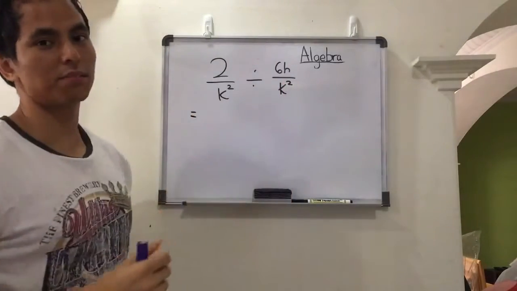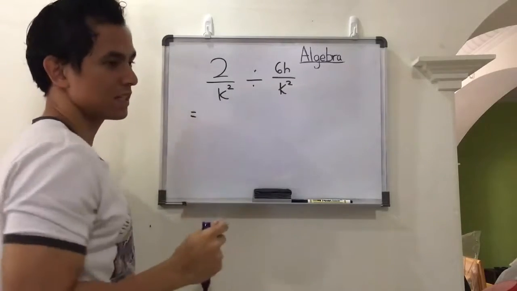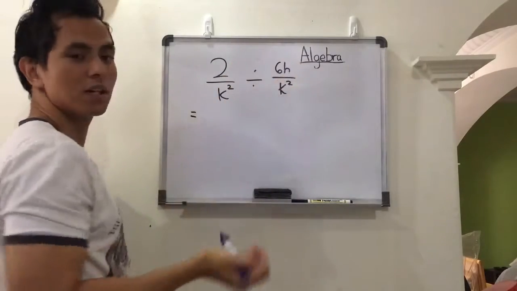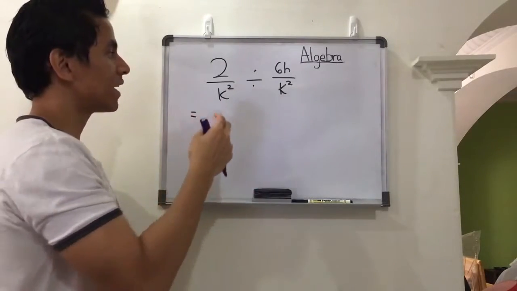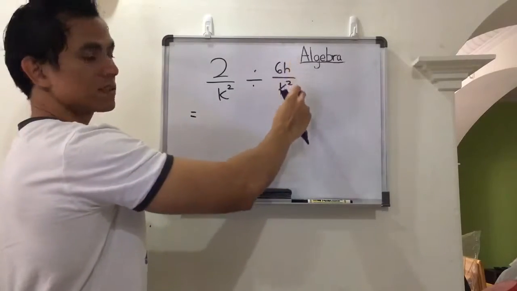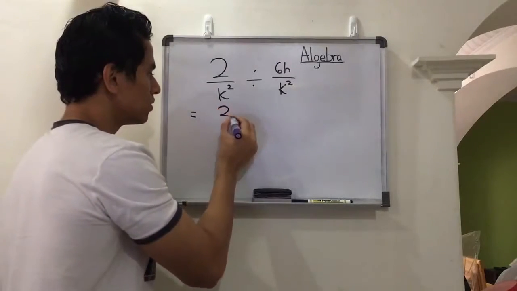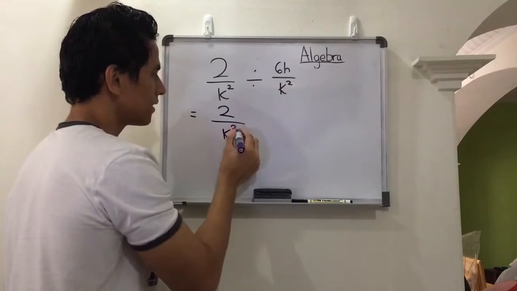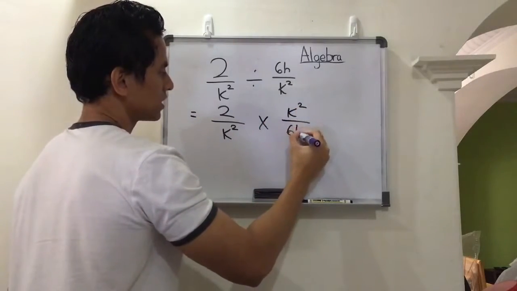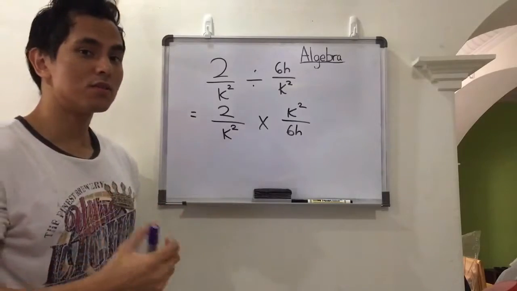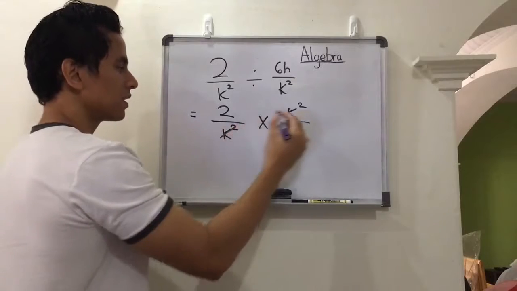Okay, this is a simple example, but the first important thing to note is that when we see a divide in such a way, we are able to change this divide to a multiply. And when we change a divide to multiply, we will flip this. So this can also be rewritten as 2 over k square multiplied by k square over 6h. And now, having rewritten it like this, it is clear that we can just cancel this and cancel this.